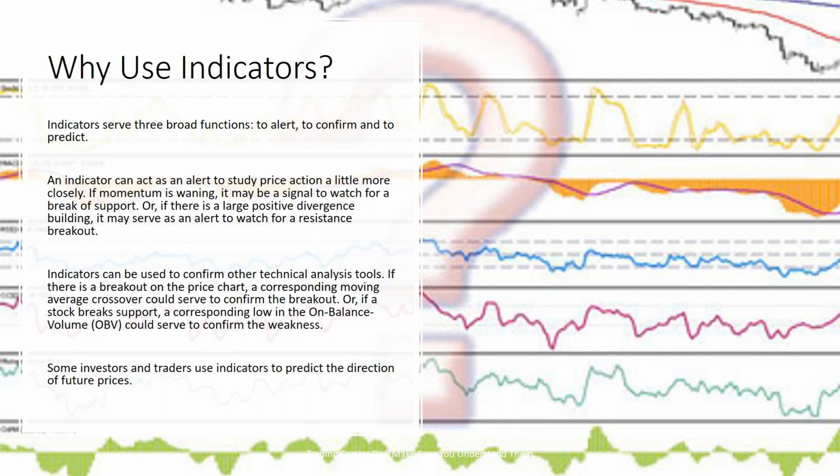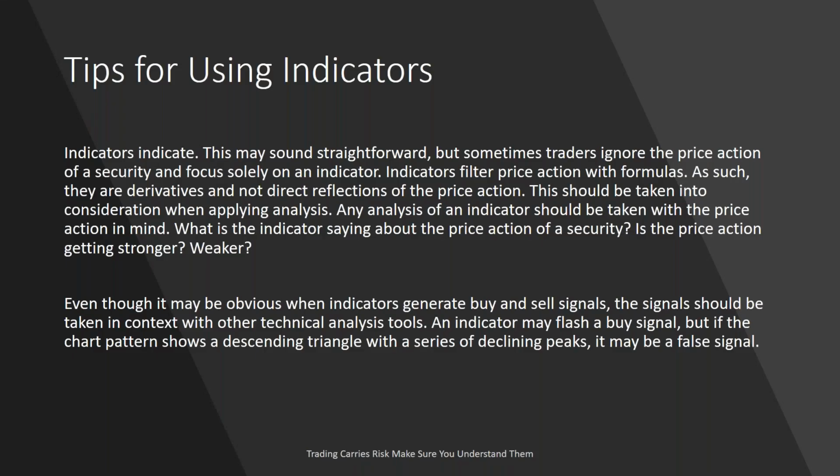If there is a breakout on a price chart, a corresponding move over the average crossover could serve to confirm the breakout. Or if a stock breaks support or a corresponding low, it could serve to confirm weakness. Some investors and traders use indicators to predict the direction of future prices. Now, this sums it all up. Indicators indicate. This may sound straightforward, but sometimes traders ignore the price action of an asset and focus solely on the indicator. And this is what I was just telling you before.